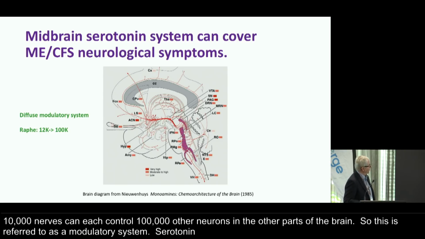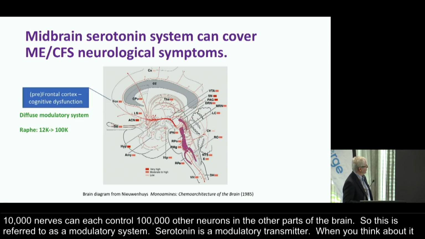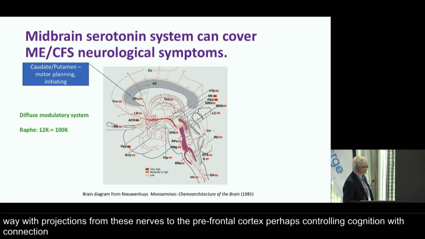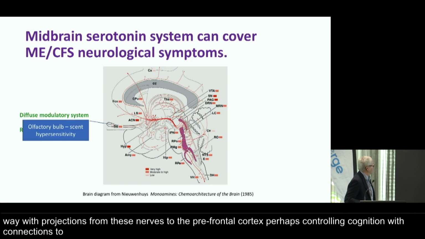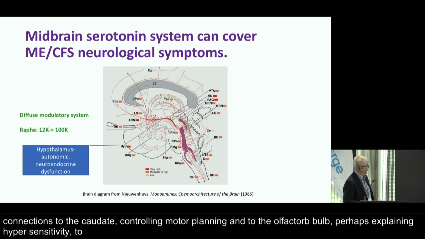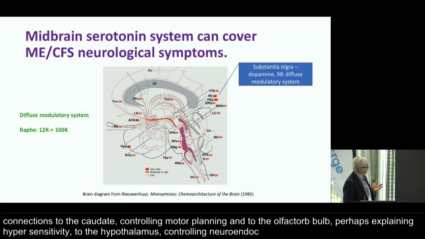And when you think about it that way, with projections from these nerves to the prefrontal cortex, perhaps controlling cognition, with connections to the caudate putamen, perhaps controlling motor planning and initiation, to the olfactory bulb, perhaps explaining olfactory sensitivity, to the hypothalamus and perhaps controlling autonomic and neuroendocrine systems, as Travis was describing yesterday. The ventral horn, controlling motor neuron function. These all have significant projections from the Phair nuclei and could be modulated by changes in that system.